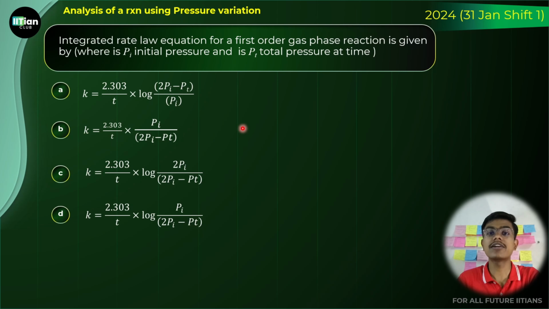I hope by the concept which we have learned till now, you will be able to solve this. And when you do the calculation and when you solve this question, you will be getting the final answer as D.